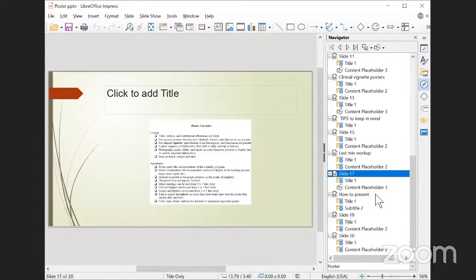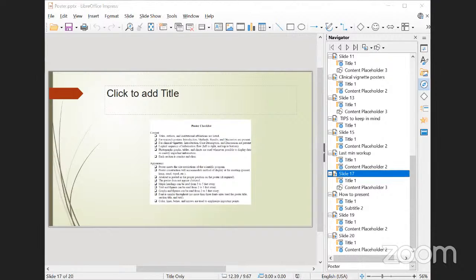This is an example of the poster checklist, which you can see is divided into content and appearance. In the content, we have titles, authors, and institutional affiliations for research posters, for clinical vignettes, and logical sequence of the information. Photographs, tables, and charts are used whenever possible to display data or convey important information, and each section is concise and clear. Then for the appearance, the poster meets the size restrictions of the scientific program.